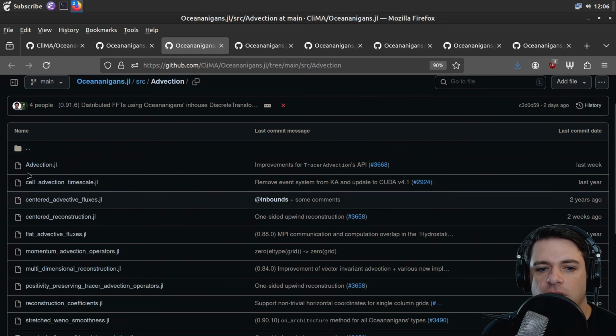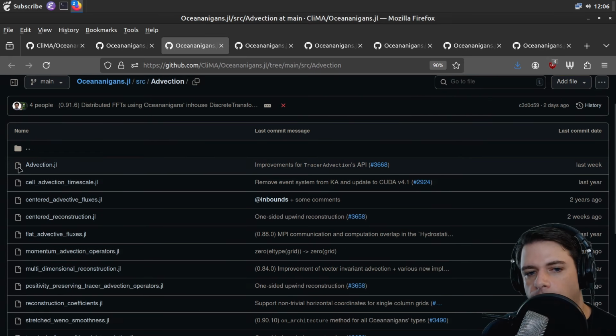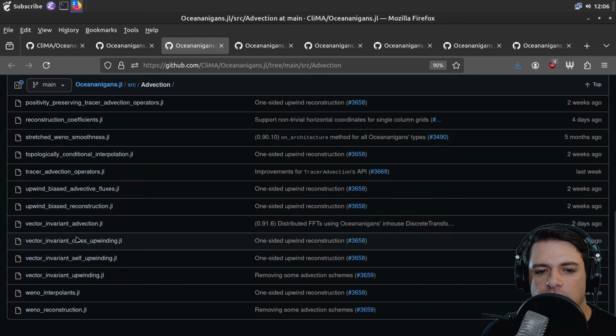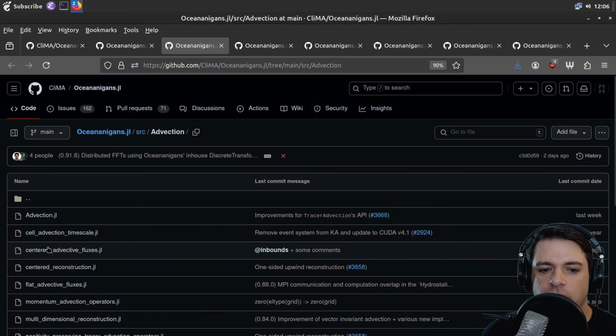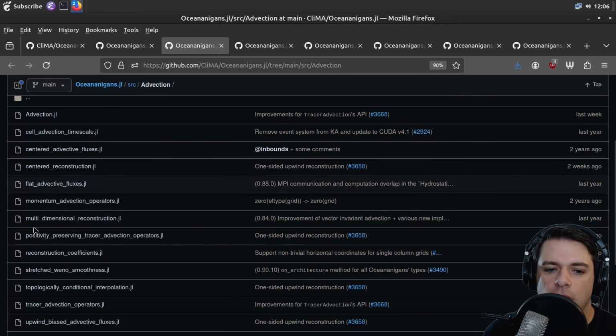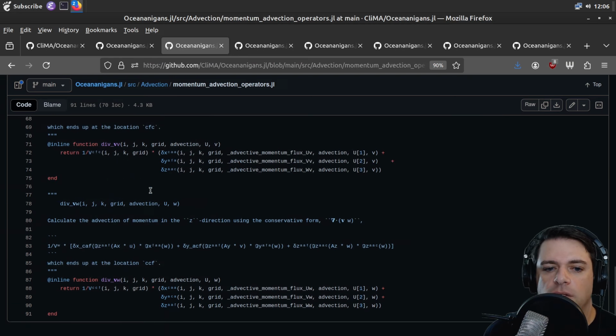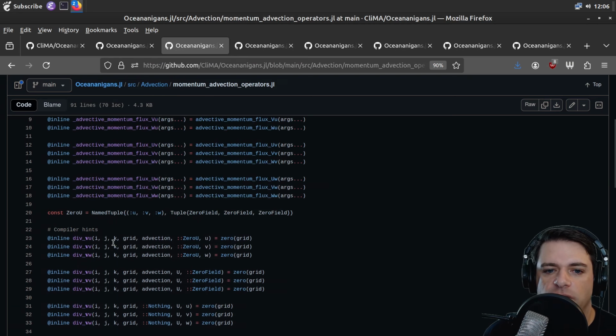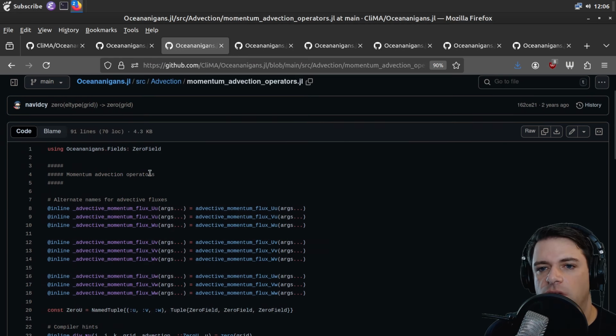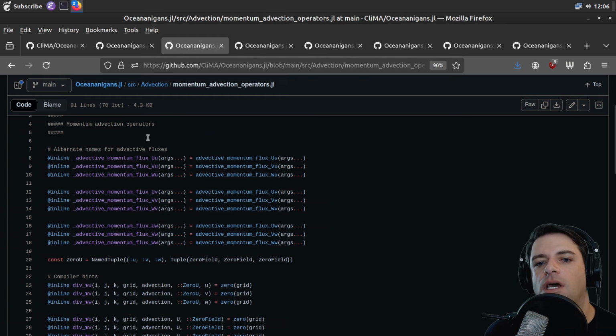So we have an Advection.jl, which is capitalized, and then everything else is not capitalized. I don't know if capitalized means something about public versus private. And we have things like multi-dimensional reconstruction, momentum, advection operators. Let's look at that. I'm just curious how many lines, a small number of lines. Maybe the thing in Julia is large numbers of small files, or maybe this is just a particular style, or maybe I just happened to pick a file on the smaller side.